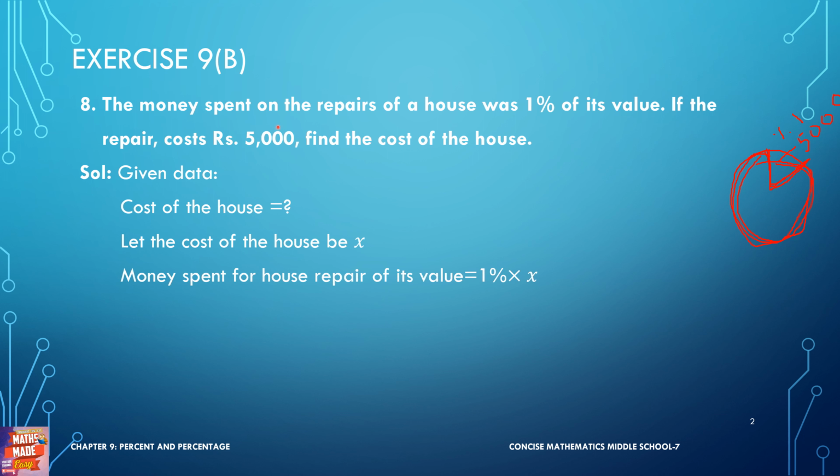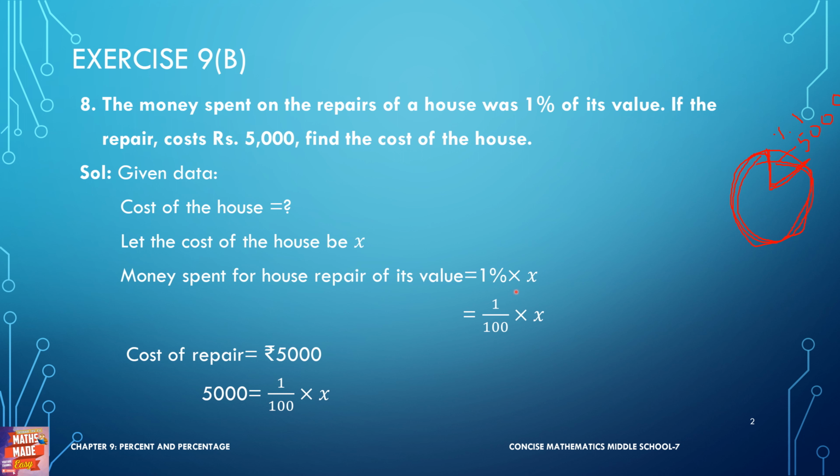And they have even given that the money spent on the repair of its value. Value is nothing but cost of the house. So 1% of this total cost of the house into x. So to remove this percentage, I am going to just divide it with 100. So 1 by 100 into x. Cost of the repair was rupees 5,000. If the cost of the repair is 5,000, right? So 5,000 is equal to 1 by 100 into x.